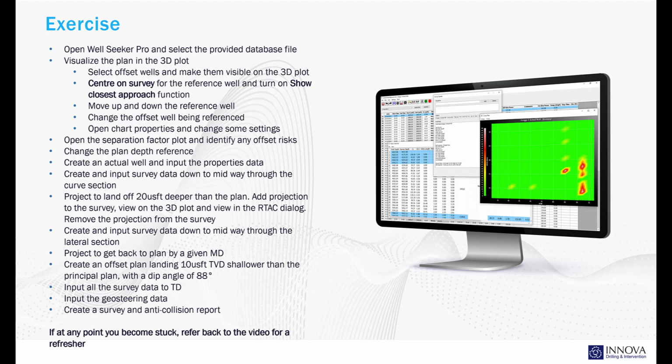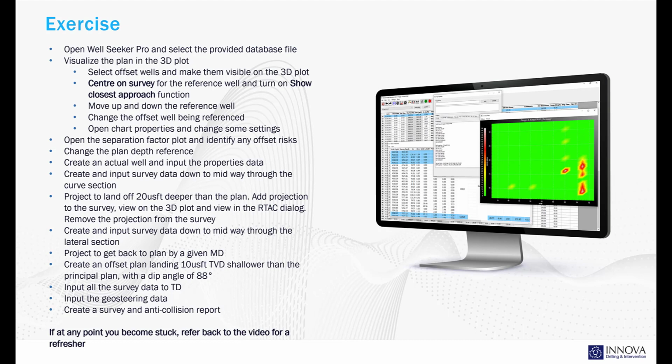Move up and down your reference well. Change the offset well being referenced, and open up chart properties and have a play with some of the settings. Then open the separation factor plot and identify any offset risks. Change the plan depth reference.